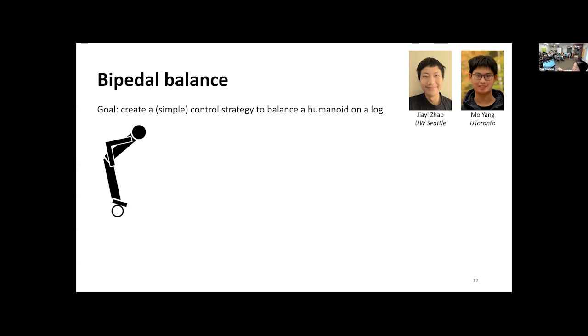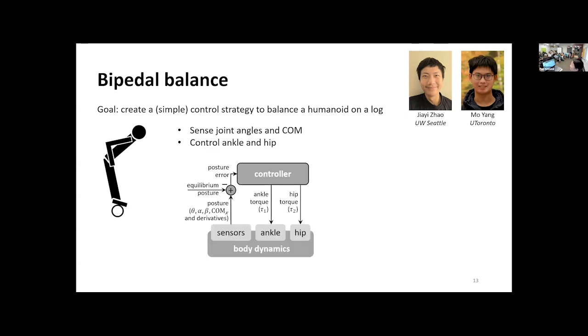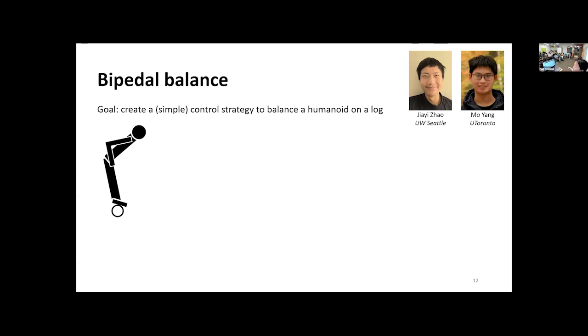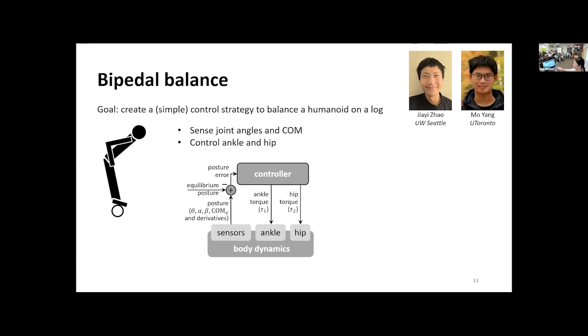Log rolling, like these loggers do? No, that would have been the next step if they stayed on. Yeah. Okay, so imagine that the log is fixed in place. I'm sure there are plenty of logs here in Telluride. We could try this on.